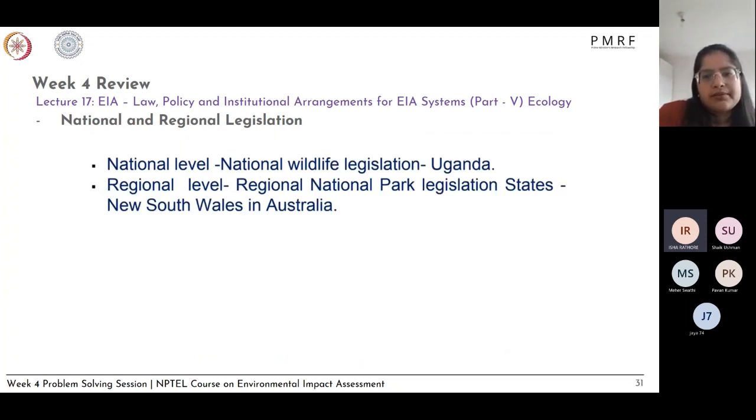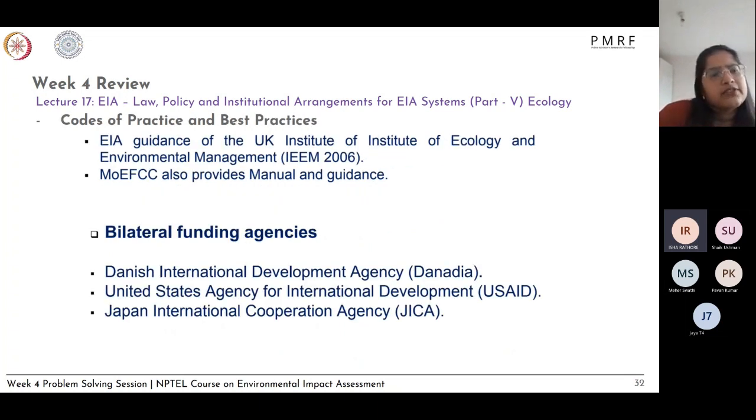And then we move on to lecture 17. We also talked about the codes and practices and the best practices. So we have the AIA guidance being given by the UK Institute of Ecology and Environmental Management, IEEM. And we also have the Ministry of Environment, Forest and Climate Change, which provides a manual and guidance for ecology management.